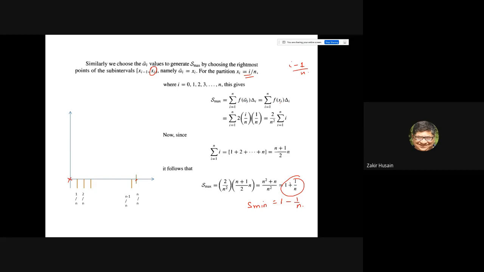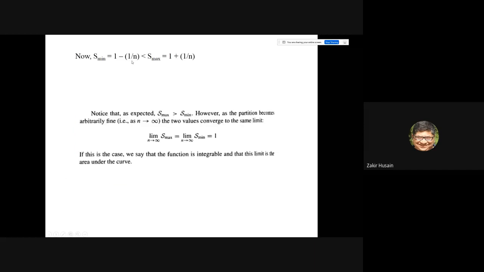I'll wait for you to write it down, then I'll go to the next slide. Okay, remember that our objective is to show that in the limiting case, S min is equal to S max. And we've shown that S min is minus 1 by n, and S max is plus 1 by n. So very clearly, S min is less than S max, because in this case we are subtracting something from 1, and here we are adding something to 1.